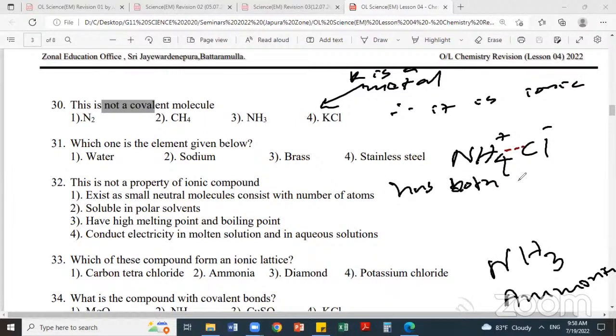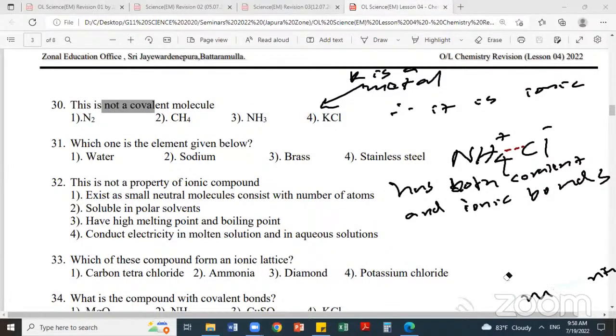NH4Cl has both covalent as well as ionic bonds. But overall, it is an ionic compound. It has both covalent and ionic bonds, but overall the compound is ionic. It is an ionic compound.